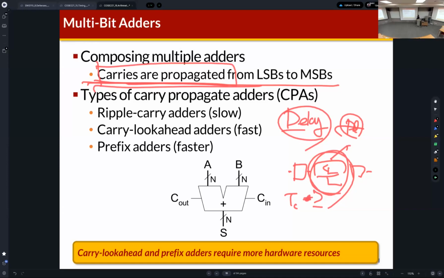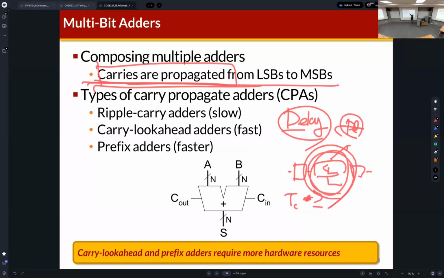Then in order to use a faster clock, which means in order to increase the performance of our system, we need to reduce the delay of this combinational logic. For example, if we can reduce the delay of adders, the multi-bit adder, then we can build a faster adder. That's why.